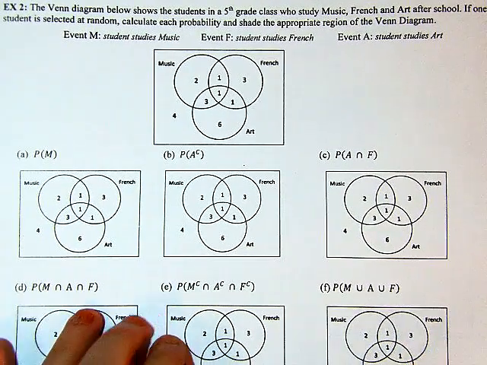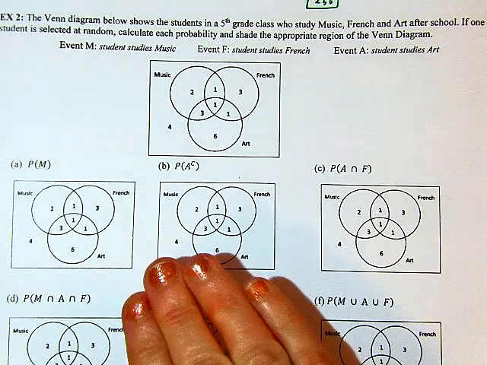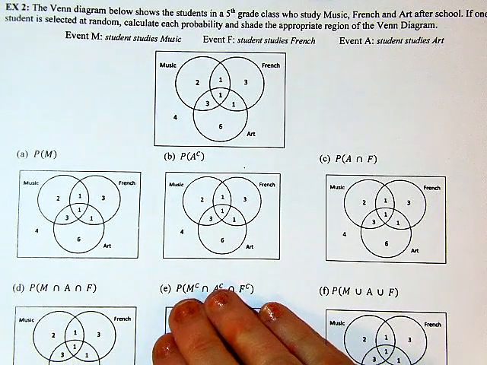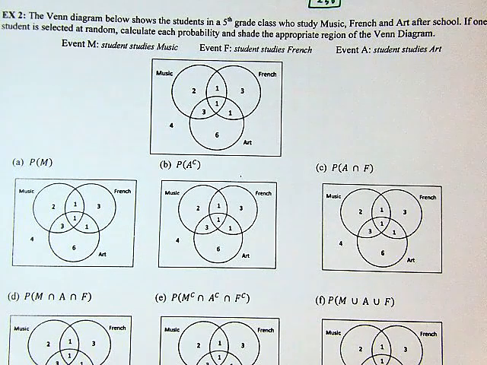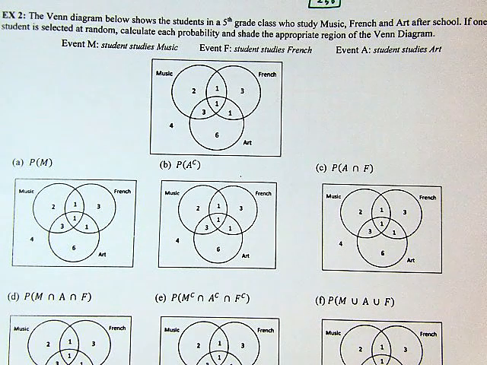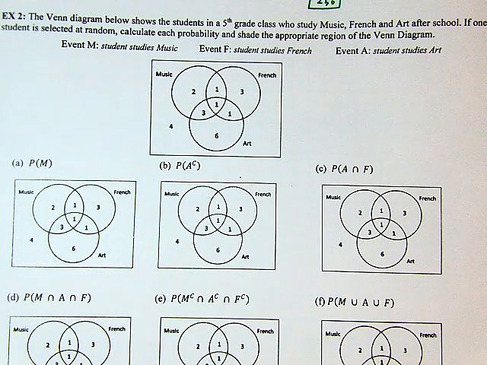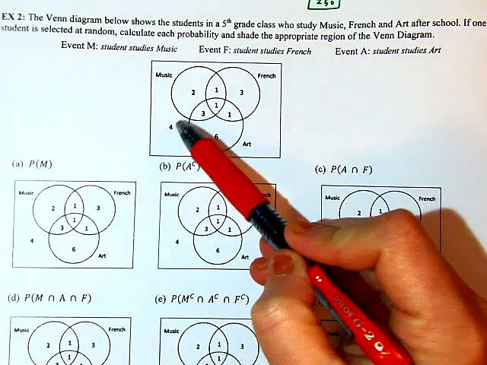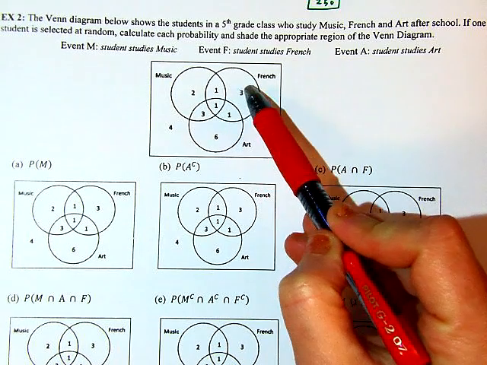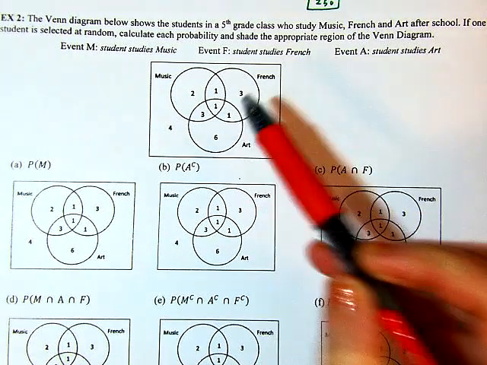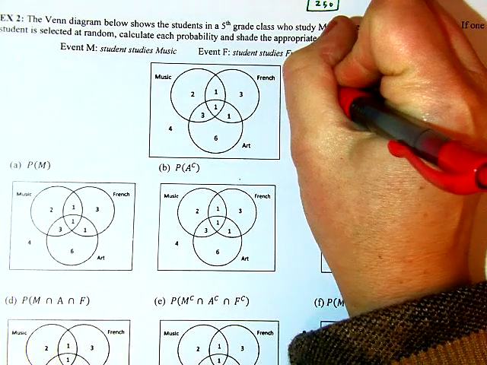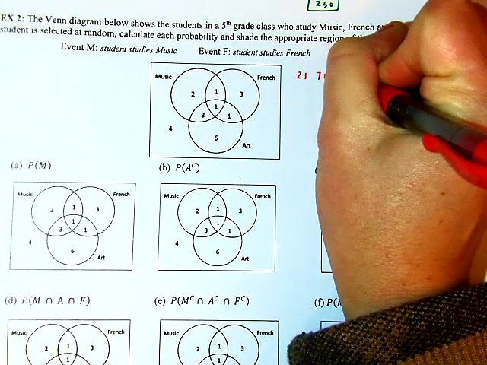Okay, so here we have a Venn diagram. It shows students in a 5th grade class who study music, French, and art after school. If one student is selected at random, calculate each probability and shade the appropriate part of the Venn diagram. So I have a colored pencil out ready to go. So here, first off, I'm not given a grand total, so I'm going to just add these up. I'm going to add the 4, 2, 1, 3, 3, 1, 1, and the 6, and see that we have 21 total students.